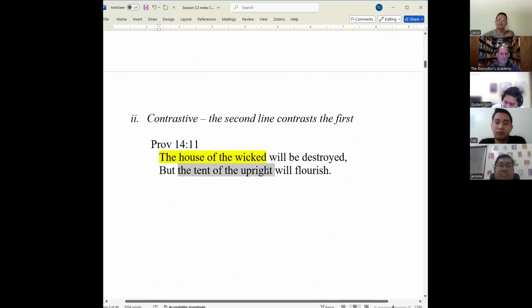And then here, the tent of the upright. Notice the antonym here, the opposite, wicked versus upright. But house, tent, those are the same idea. The house of the wicked, the tent of the upright. So those parallel each other.